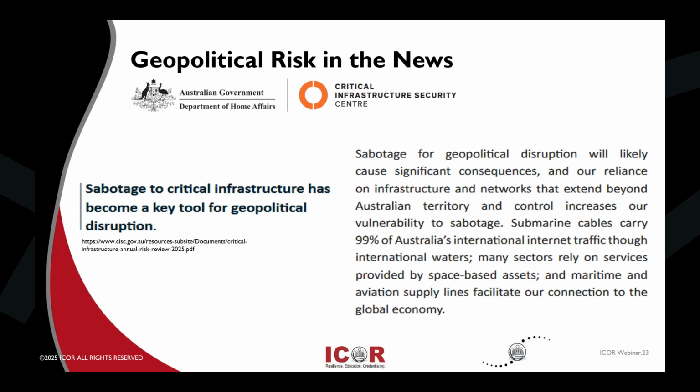So Australia understands that their reliance on infrastructure networks extends beyond Australian territory, and it really increases their vulnerability to sabotage. They noted that submarine cables carry 99% of Australia's international internet traffic through international waters, and that many sectors, of course, rely on those services provided also by space-based assets. It was also something I hadn't really considered, not just underwater, but space, and that both maritime and aviation supply lines facilitate their connection to that global economy.